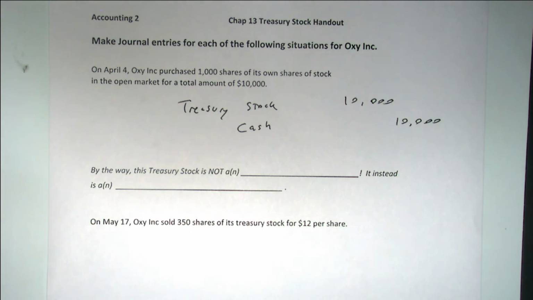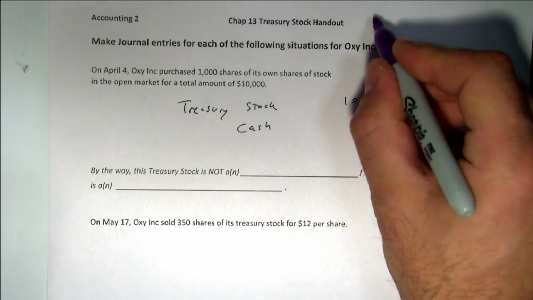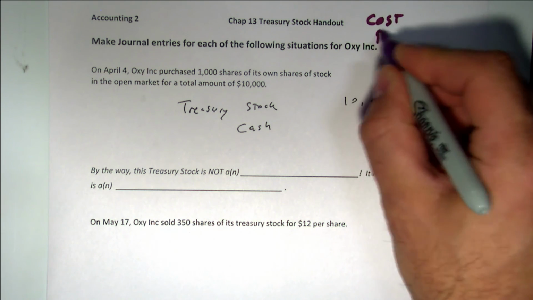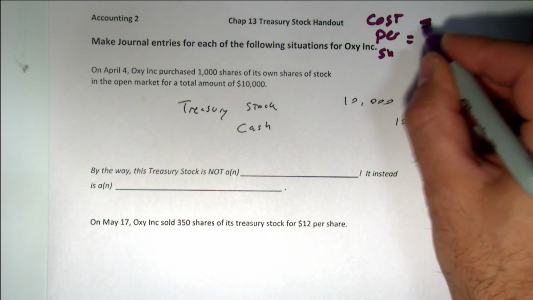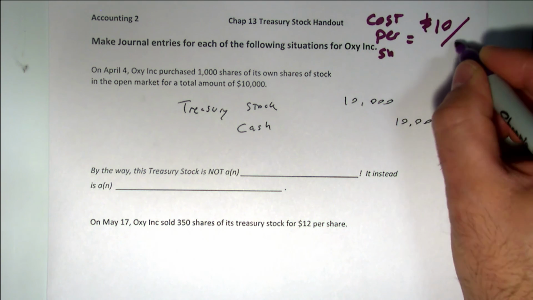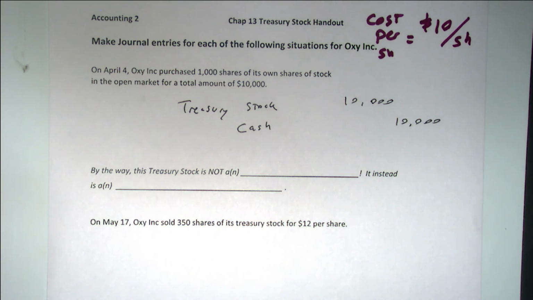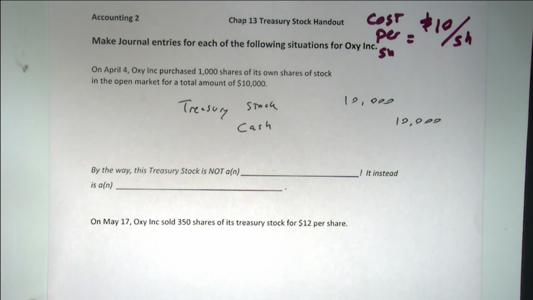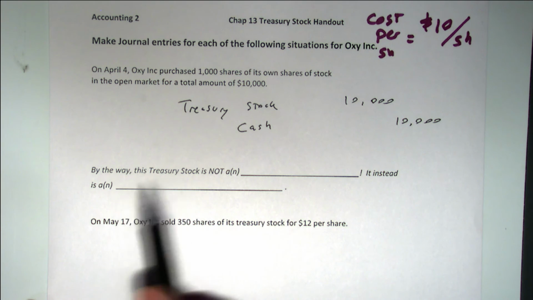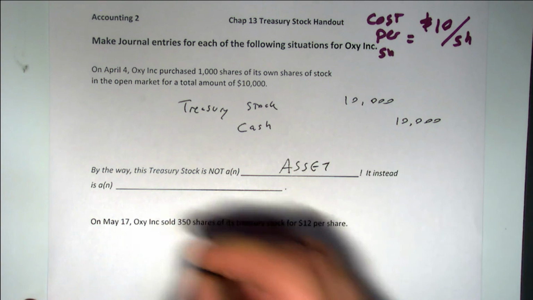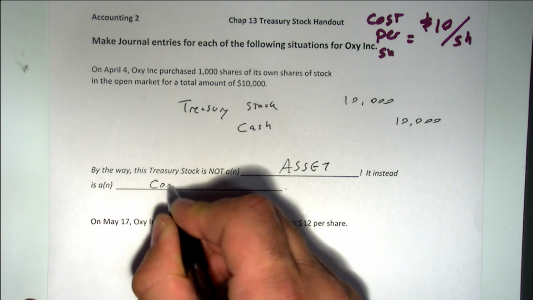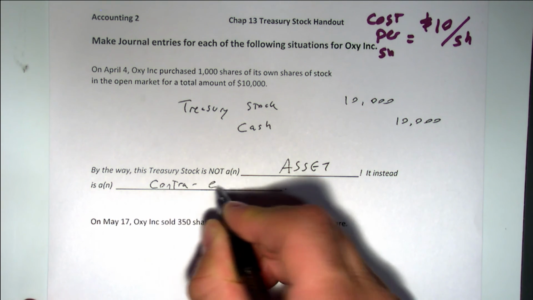All right. Now, what was our cost per share? Let's go ahead and write that up here. Our cost per share was what? $10 a share. Okay? Let's keep that in mind as we go through this. So that's our journal entry when we buy our Treasury stock. And by the way, this Treasury stock is not an asset. What is it? You remember? It's a contra equity.